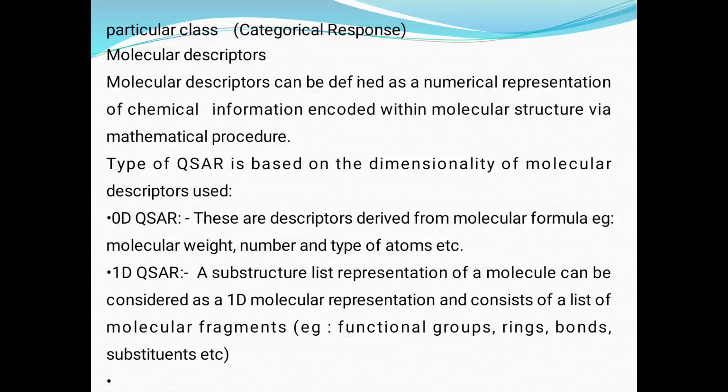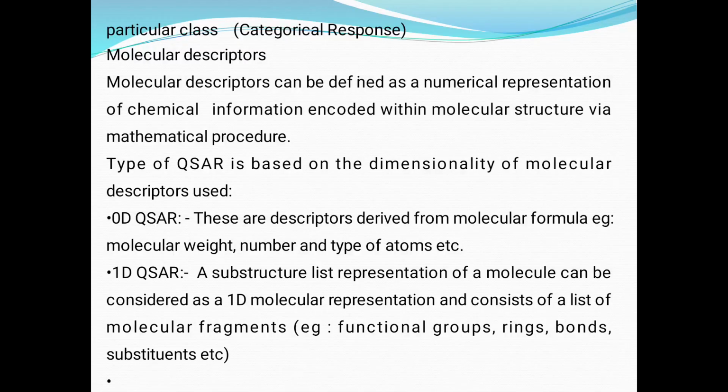Molecular descriptors. What are molecular descriptors? They are numerical representations of chemical information, basically numerical representations of physicochemical parameters within the molecular structure via mathematical procedure. Types of QSAR are based on the dimensionality of the molecular descriptors used. For example, in 0D QSAR, you use molecular formula, molecular weight, and number of types of atoms. In 1D QSAR, you talk about functional groups, rings, bonds, substituents.